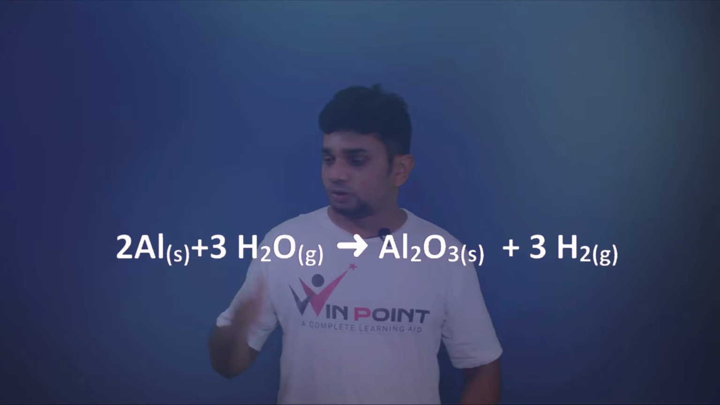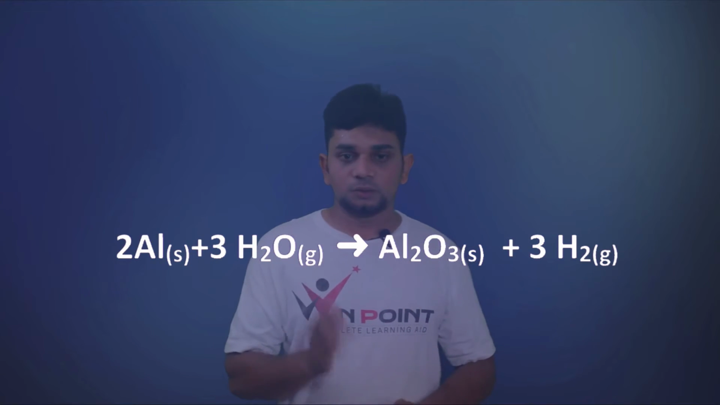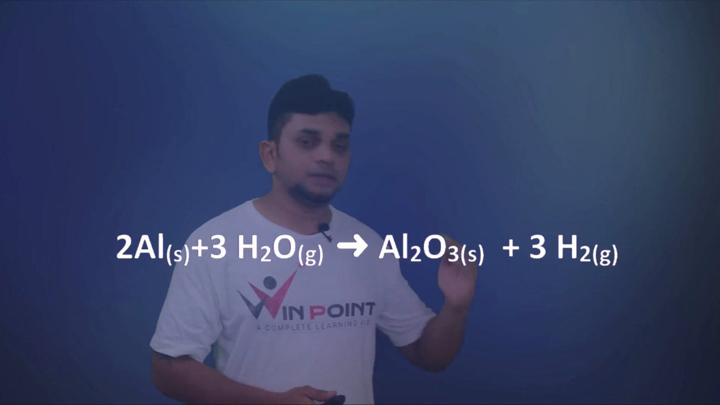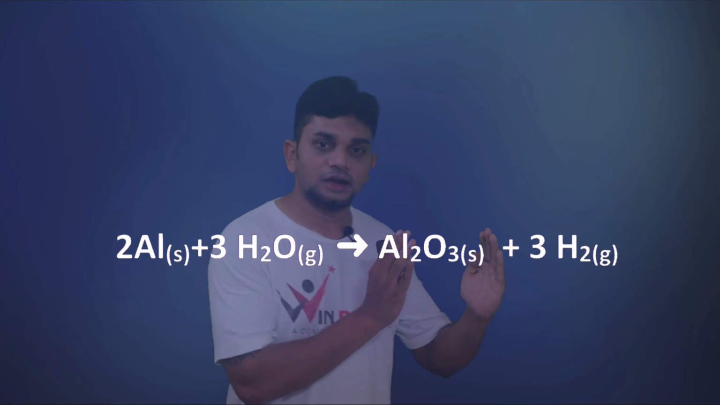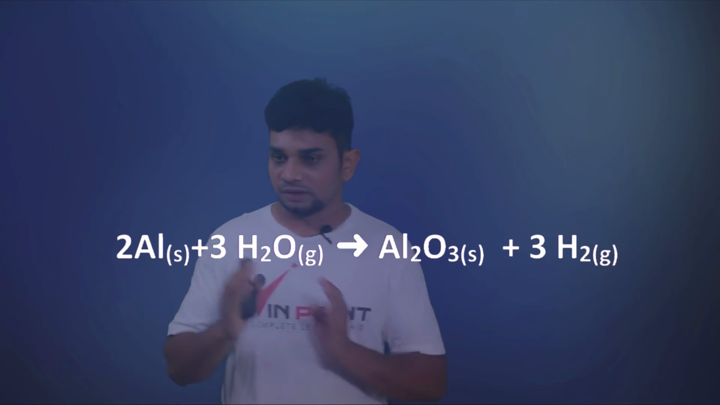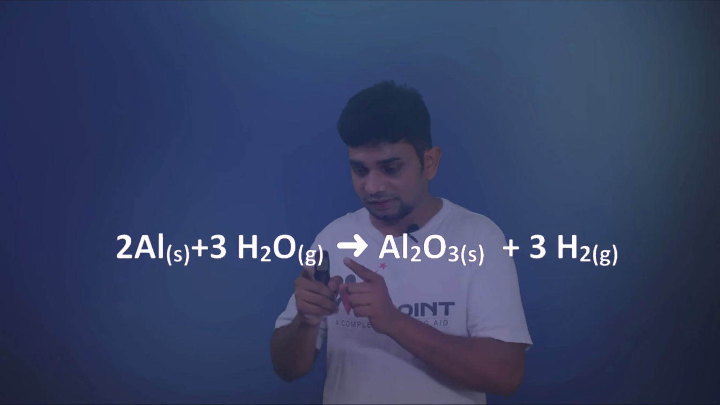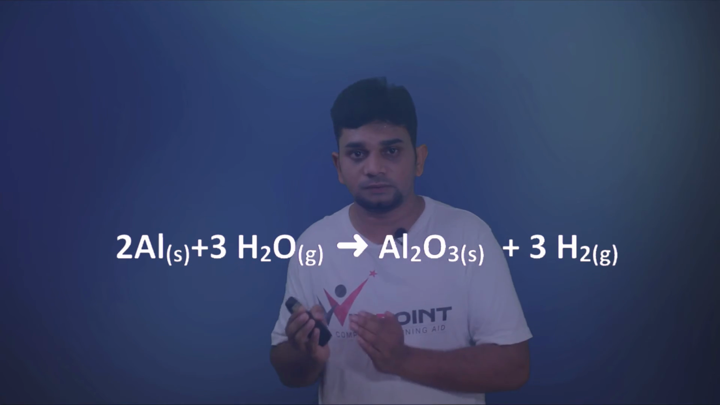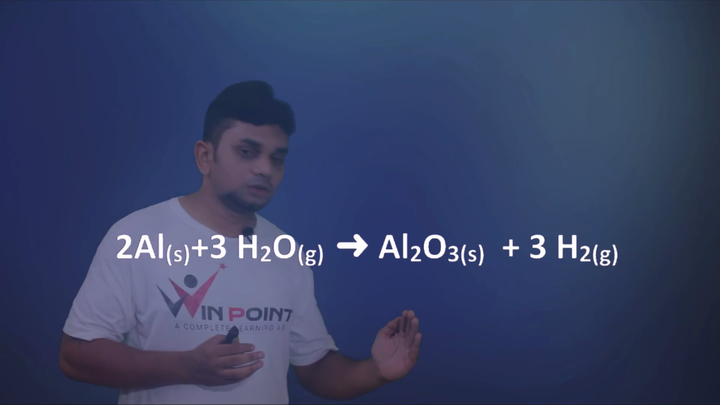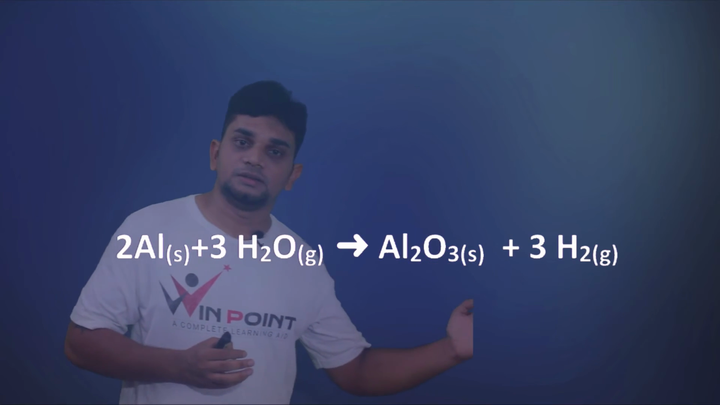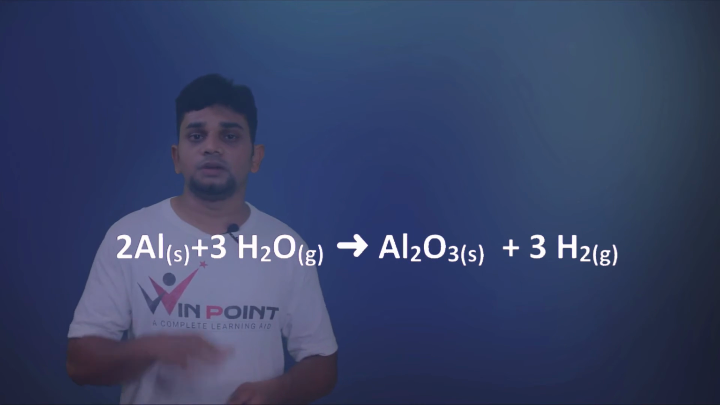Here we are not going to get hydroxide, here we are going to get oxide. Let's see the reaction. 2Al plus 3H2O gives Al2O3 plus 3H2. Here we are getting aluminium oxide. The reaction is between aluminium and H2O in the form of gas. You can see in the bracket it is G, it is gaseous form, and we are getting Al2O3 plus hydrogen. This reaction is very important. You need to learn the equation.